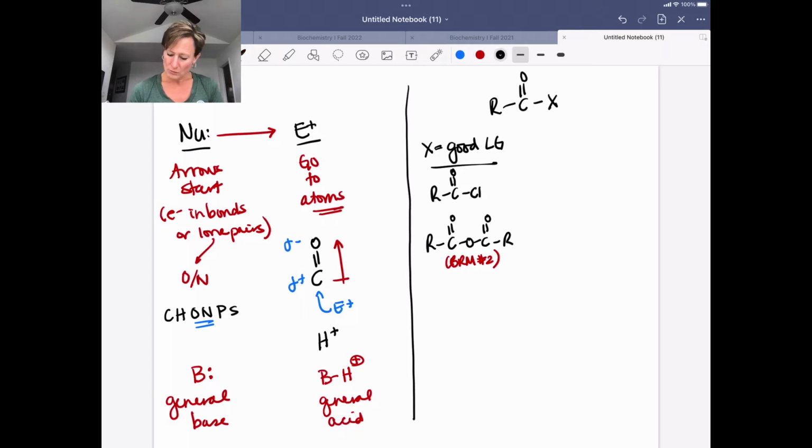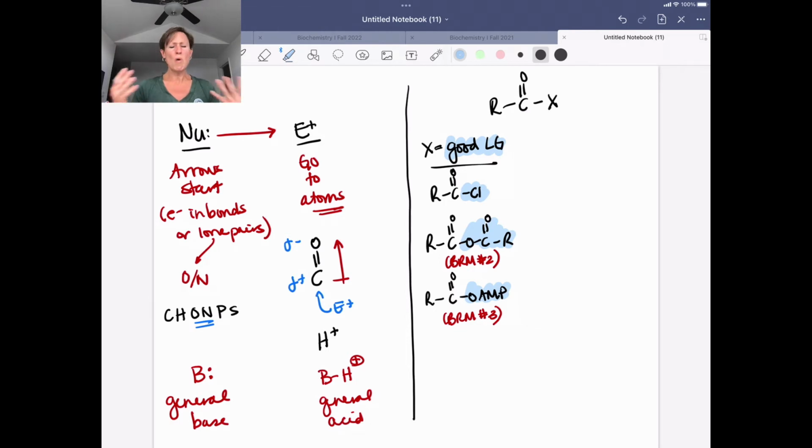So what we saw in reaction mechanism 3 was a good leaving group, but it was a biochemical leaving group. So this is BRM number 3. Highlighting good leaving groups are things like a chloride, a carboxylate group, an OAMP group. So why are those good leaving groups? Well, those are good leaving groups because they are weak or stable conjugate bases.